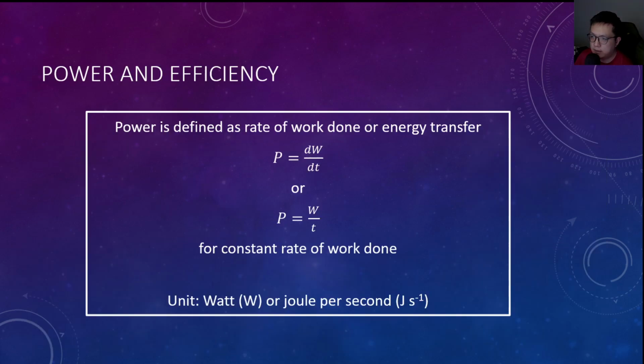So that's example 11. Okay, next let's move on to power and efficiency. Power you have learned before, I believe. Power is defined as the rate of work done or energy transfer. Basically, if you do it properly, you should be writing delta W over delta T for work done over a period of time. But if you have a constant rate of work done, you can basically take P equals W over T. That's fine as well. So the unit is just watt, W-A-T-T, or joule per second, J s^-1.